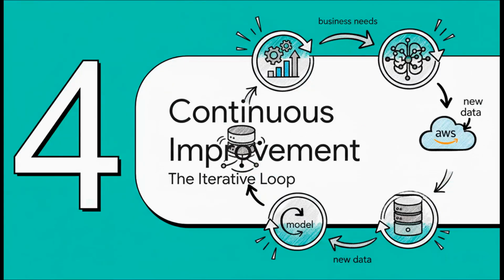Now, creating your custom model, that's not the end of the journey. Your business needs are always changing. New data is always coming in, and your model needs to evolve too. This is where we enter the iterative loop of continuous improvement.